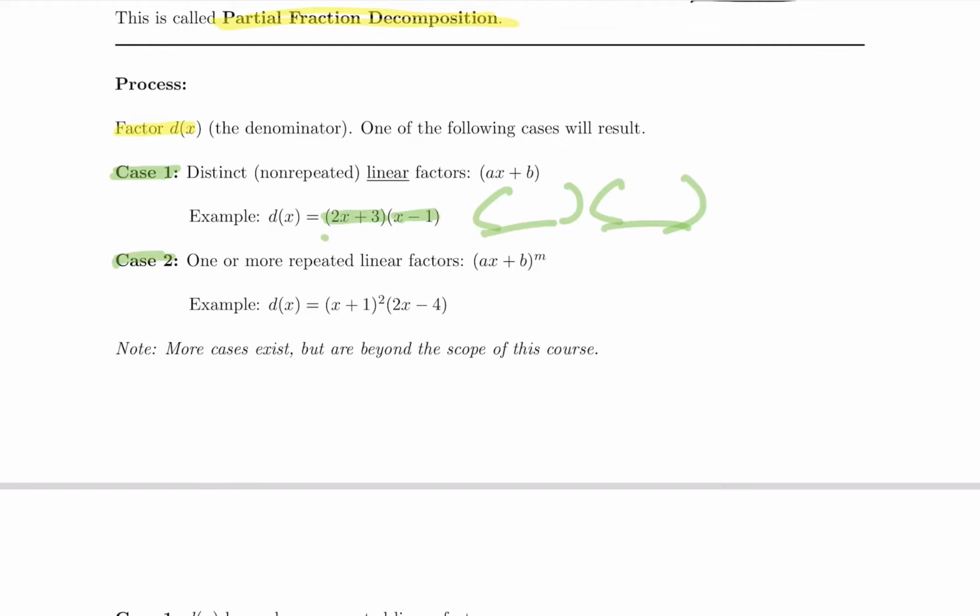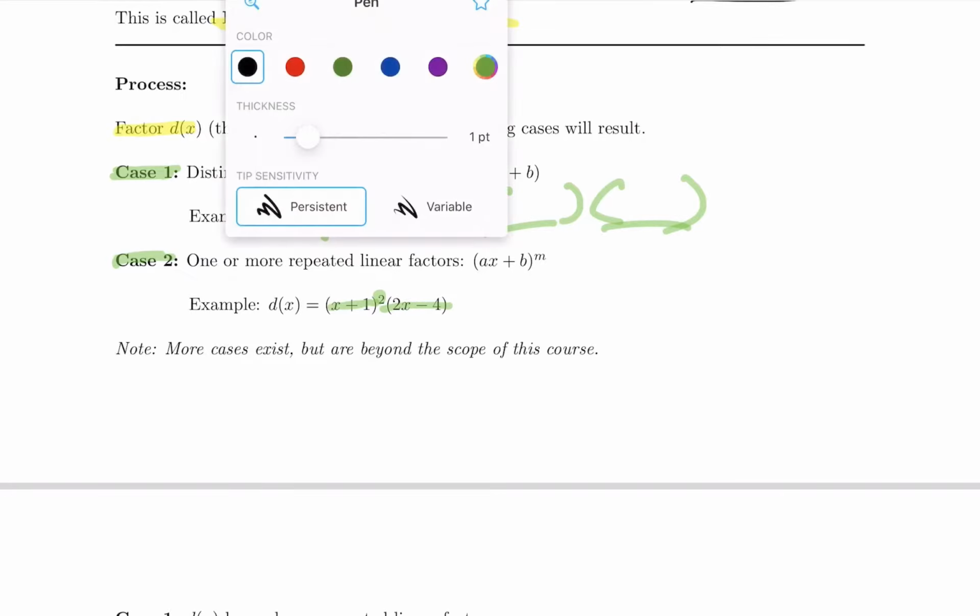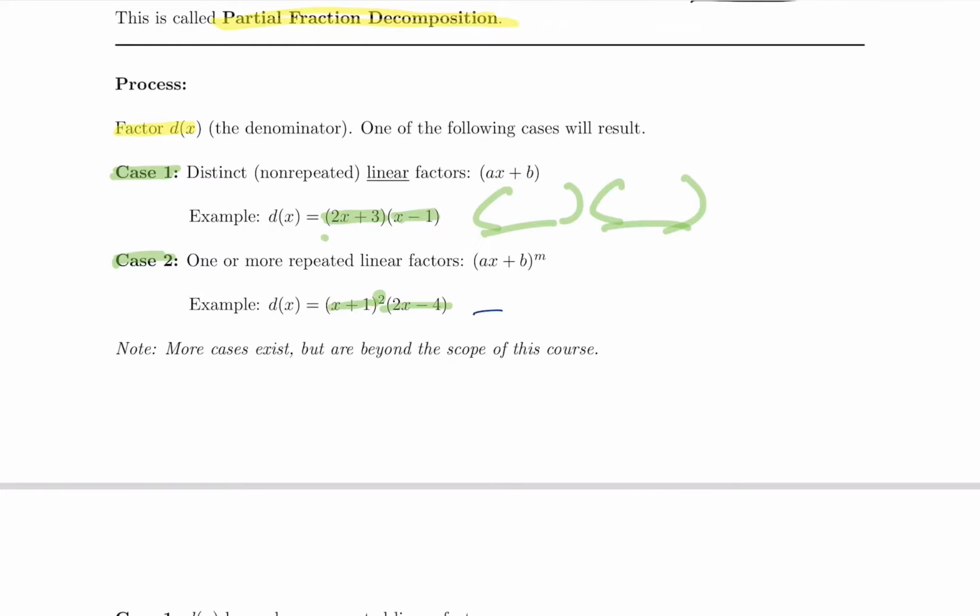Case 2 is we have one or more repeated linear factors. So let's say we factored and we have x plus 1 squared times 2x minus 4. This means our factor is actually x plus 1 twice, and 2x minus 4. So we have a repeated linear factor in the denominator. We're looking at only two main cases, although there are many more cases, but they're beyond the scope of this course. So let's look at it case by case.